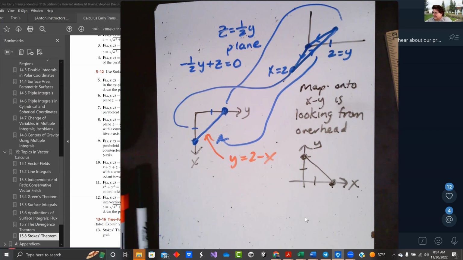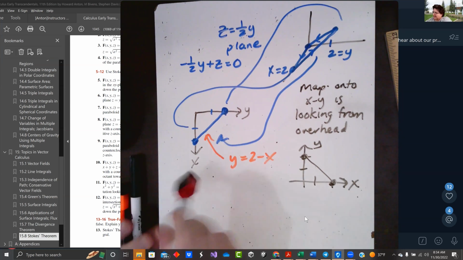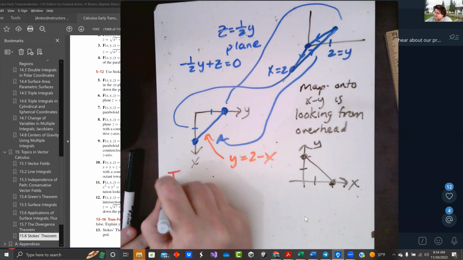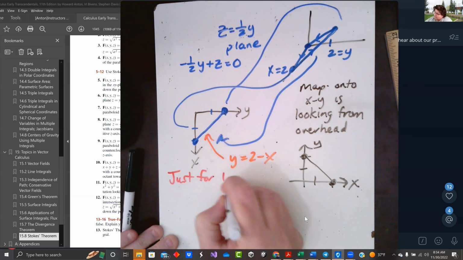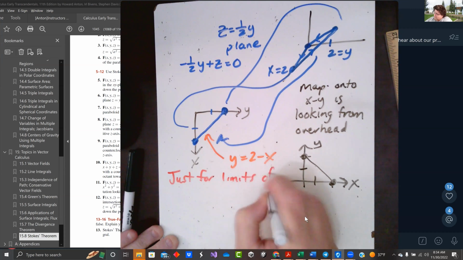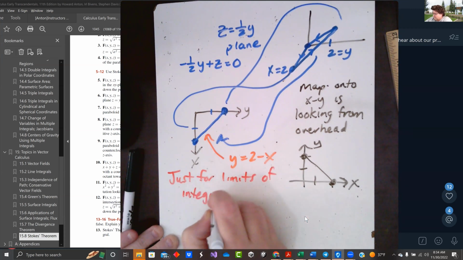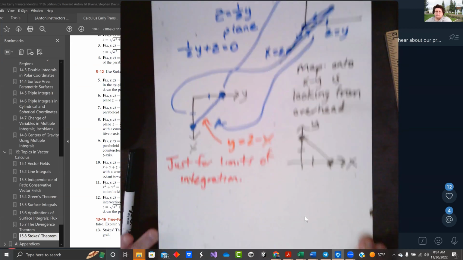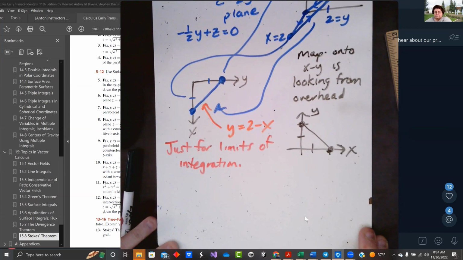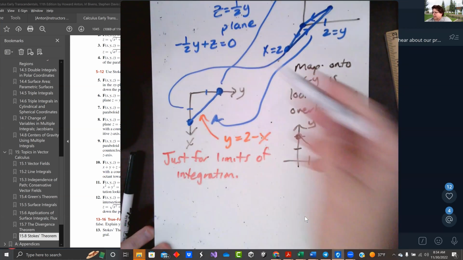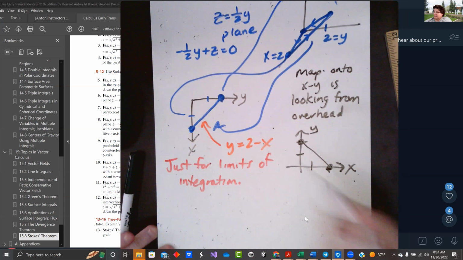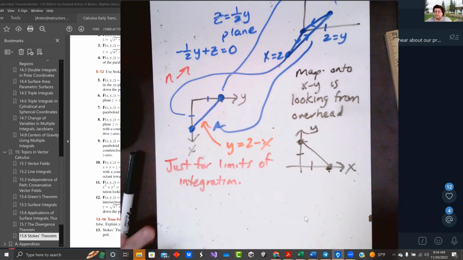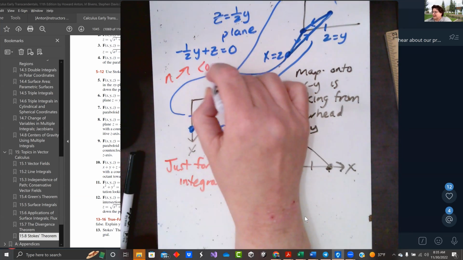But we're not using n off of this plane. This is just to get the limits of integration. n was given to us by the plane. So we can get n from here. And the coefficients there are 0, -1, half, and 1.